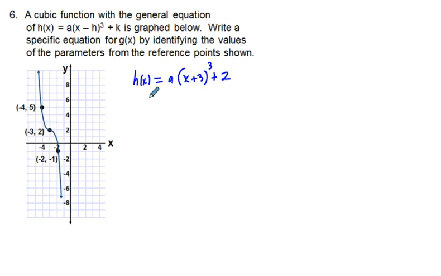And what we're going to do is use a second point, and we can use either of these second points that will help us get the job done. I'm going to use this first one here, negative 4 comma 5. So using negative 4 comma 5, we're going to substitute in and find out. So we have 5 equals a, which is what we're trying to find out, and then we have x is negative 4 plus 3 cubed plus 2. And we get negative 1 cubed, so 5 is equal to a times negative 1 cubed, which is negative 1, plus 2.